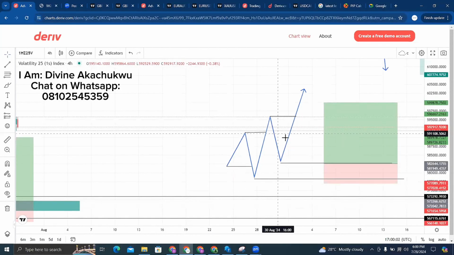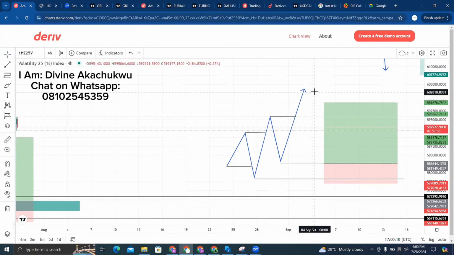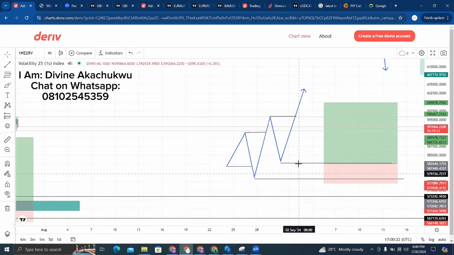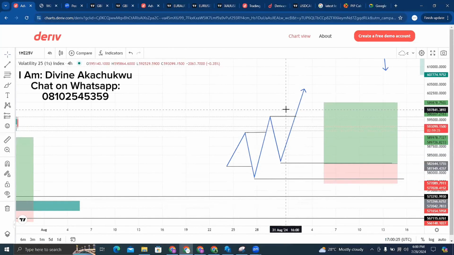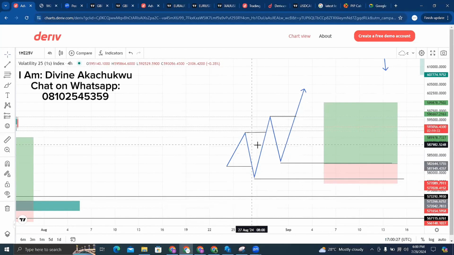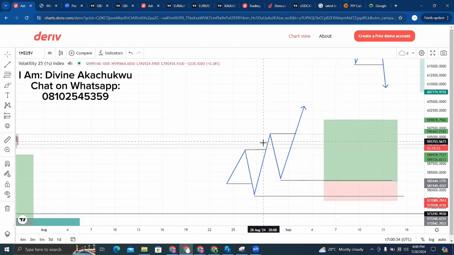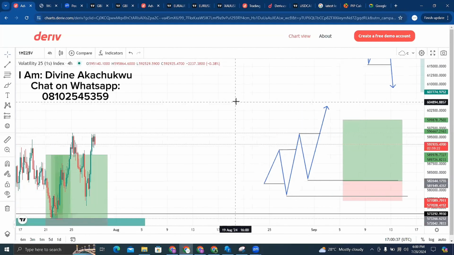So price must take out an inducement before moving up to the upside or buying up. Also, wait for price to take out an inducement before selling. So if you want to enter a sell position, wait for price to take out the inducement in that area before you enter the sell position. Likewise, buying. Now, this is the entry model 1 for buy scenarios.